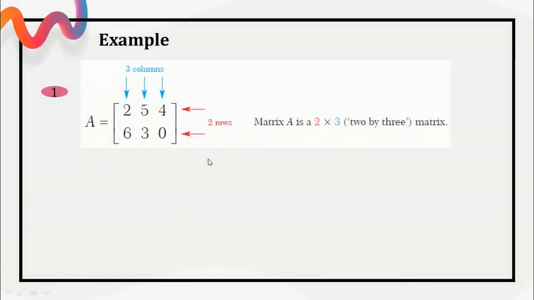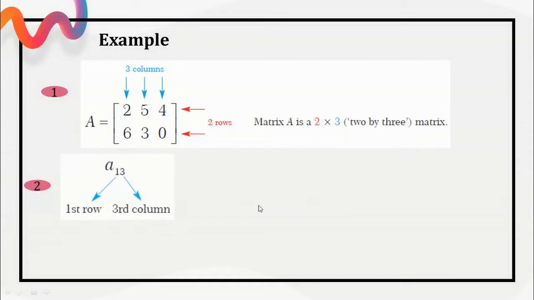Okay, example 1. Here A equals the matrix with first row 2, 5, 4 and second row 6, 3, 0. We can see it has 2 rows, because 2, 5, 4 is the first row and the second row is 6, 3, 0. And it has 3 columns: 2, 6 is column 1, 5, 3 is column 2, 4, 0 is column 3. So we can say matrix A is a 2 by 3 matrix, 2 rows and 3 columns.